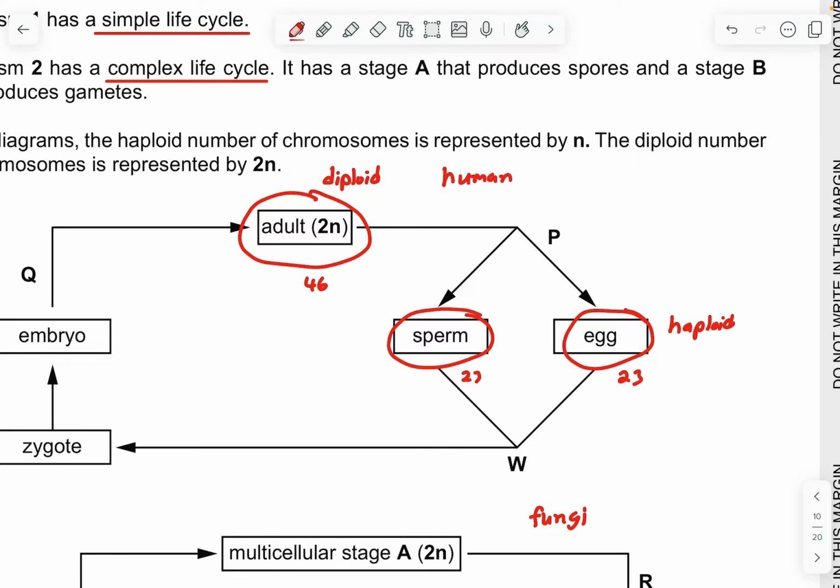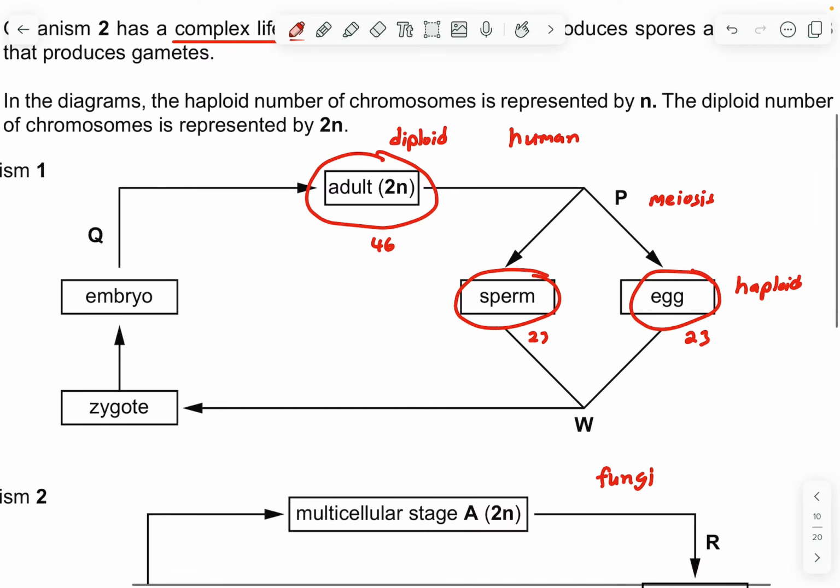So when they become a zygote is where they will add up together to become 46 again. So what's this process? This process is meiosis. Okay, then what is the next process at Q? Embryo is diploid. Okay, so after they form a zygote, they become a diploid. You know that this is, because it is 23 plus 23, you get 46.